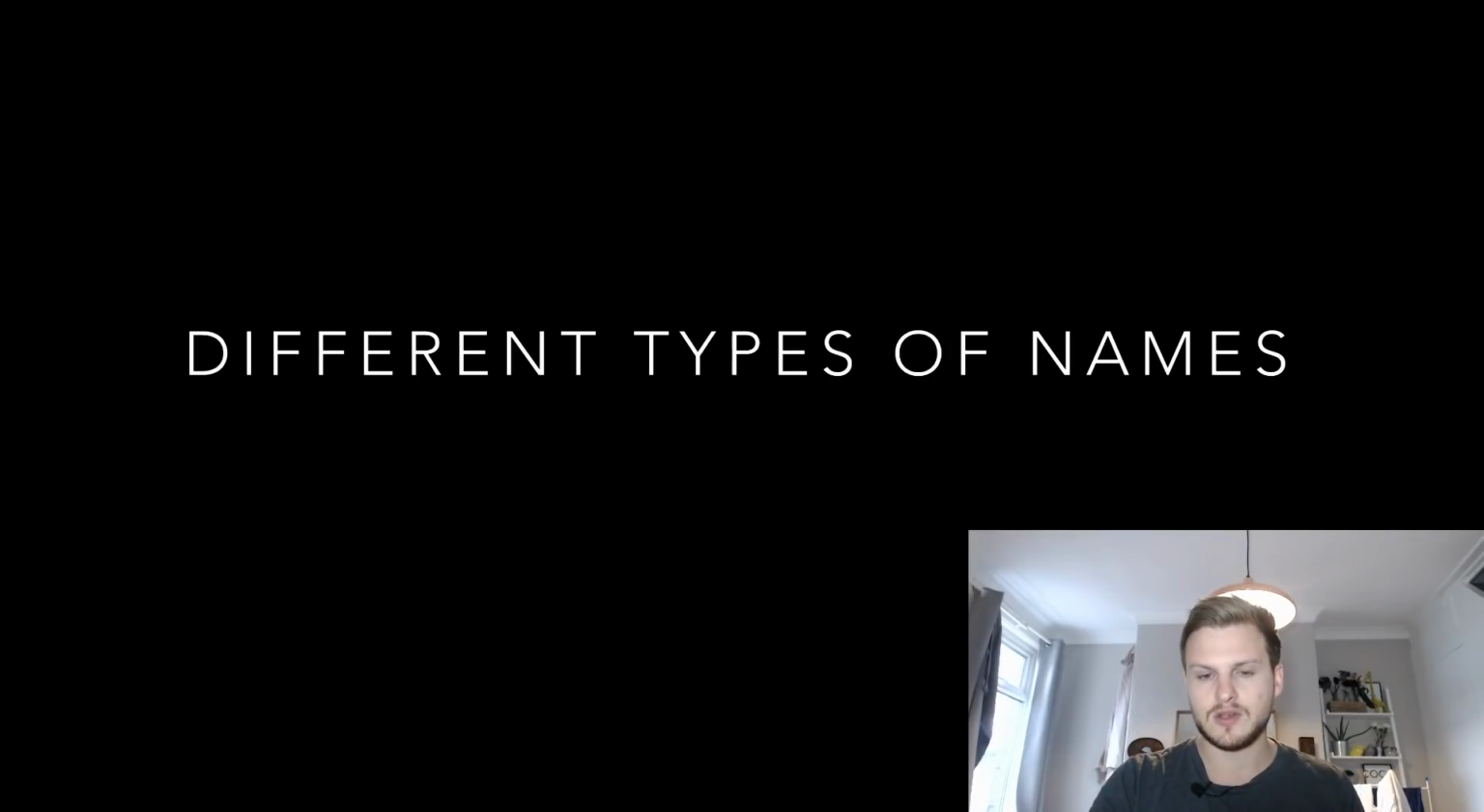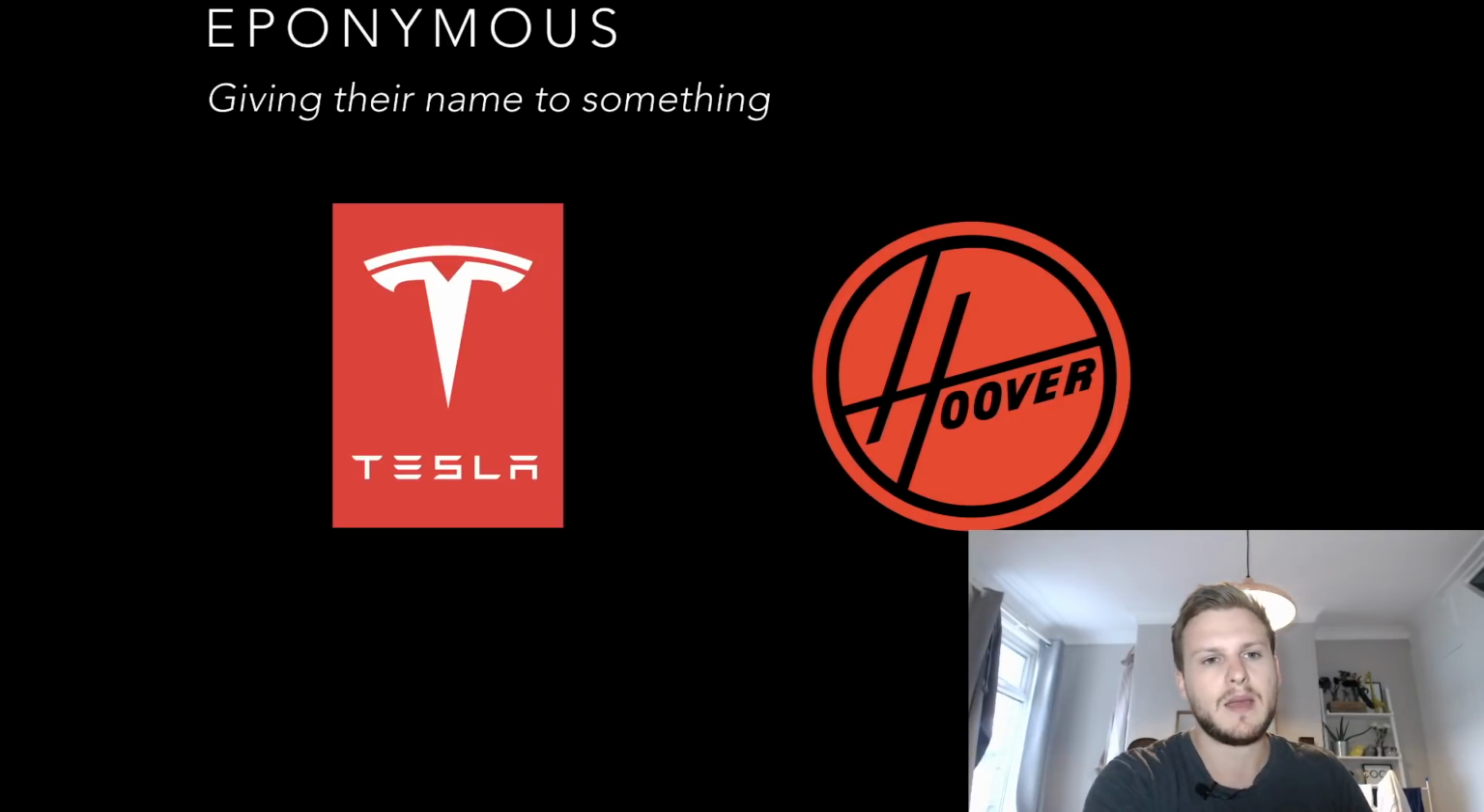So let's get into the first one, okay? Eponymous. I think I've got that right. Eponymous. Giving the name to something. So we've got Nikola Tesla. Obviously, Tesla is not created by him, but that's where the name comes from. So it's a name. It's an actual name.